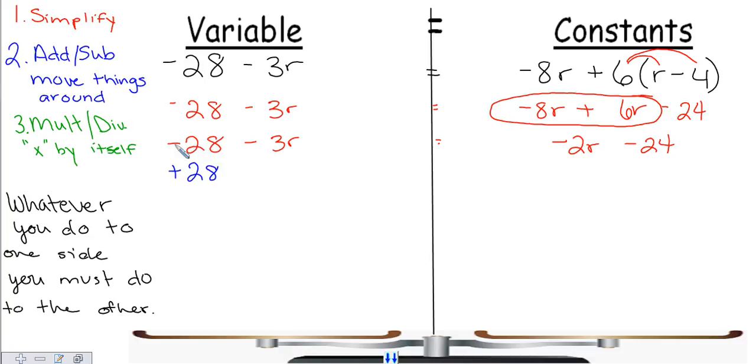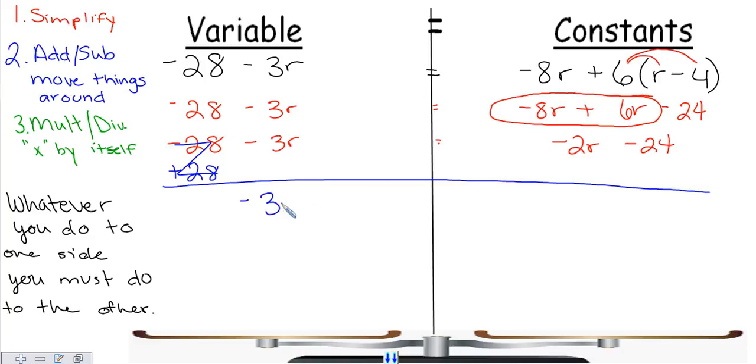Negative 28 plus 28 is 0. So that's gone from over here. I'm going to copy down my negative 3r. And whatever you do to one side, you do to the other. So I'm going to add 28 over here. Negative 24 plus 28 is going to be a positive 4. And bring down my negative 2r. So now let's try to move my variables. The inverse operation of subtraction or negative is addition. I'm going to add 2r to both sides.